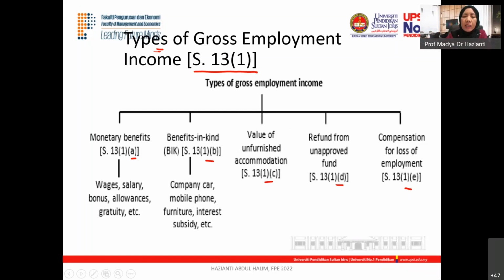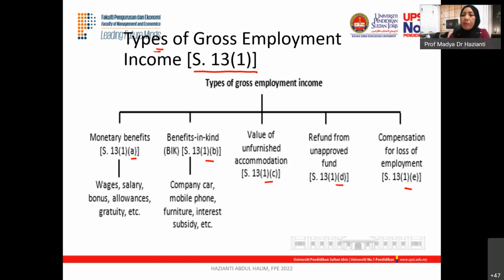Furniture semua masuk dekat section 13.1B, so this is quite challenging untuk calculate nanti. Refund from unapproved fund kalau ada, and also compensation for loss of employment. Macam tadi example kan, let's say this guy works in company A and then dia kena diberhentikan and dia dapat compensation. So that compensation is also taxable.